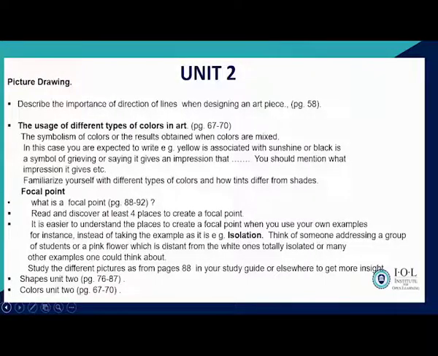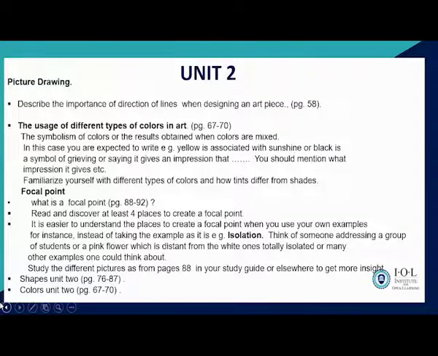In the same chapter, they also talk about focal points. What is it? What is a focal point? Ask yourself that question and then find the answers. Read and discover at least 4 places to create a focal point. So what do you have to do here? It is easier to understand the places to create a focal point when you use your own examples. For instance, instead of taking the example as it is, let's take isolation.